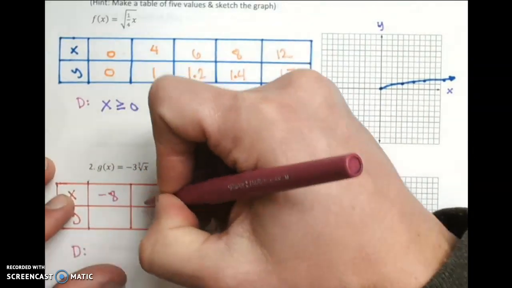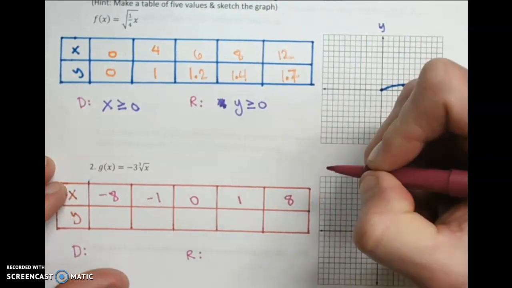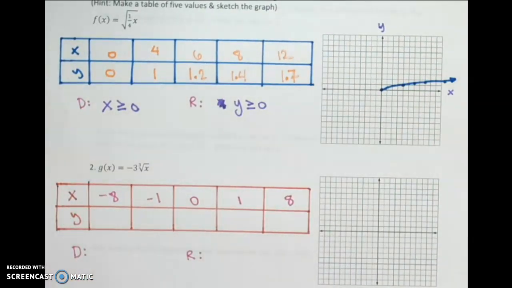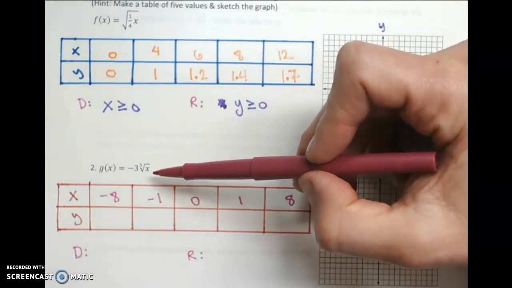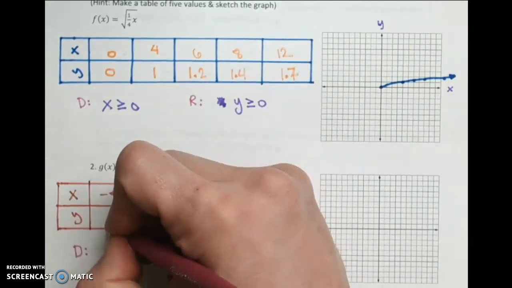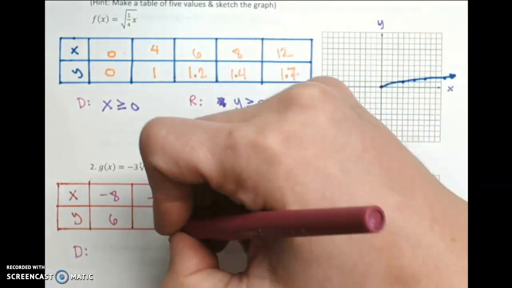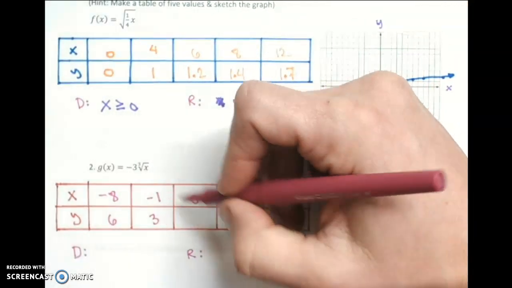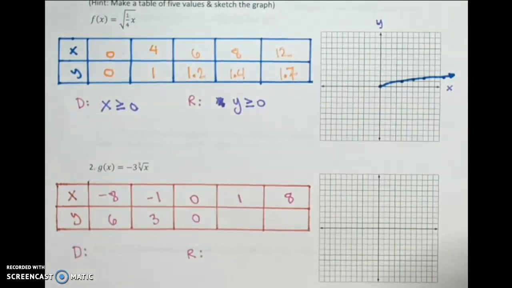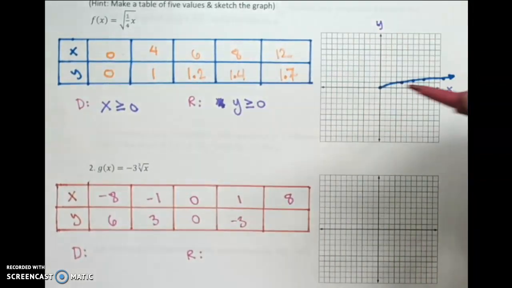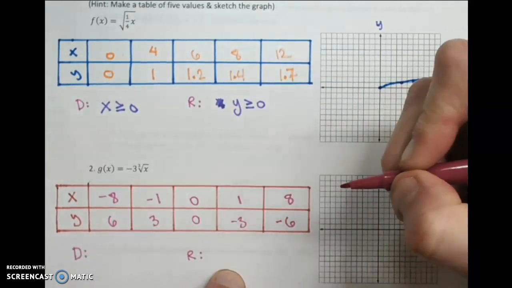I have -8's a perfect cube, -1's a perfect cube, 0 is a perfect cube, 1 and 8 are perfect cubes. So when I do that, -8, I plug it in. The cube root of -8 is -2. And then I multiply it by that -3 and I get +6. Put in a -1. Cube root of -1 is -1. Multiply that by -3 and I get +3. Cube root of 0 is 0 times -3 is 0. Put 1 in there. The cube root of 1 is 1 times -3 is -3. Put 8 in there. The cube root of 8 is 2 times -3 is -6.